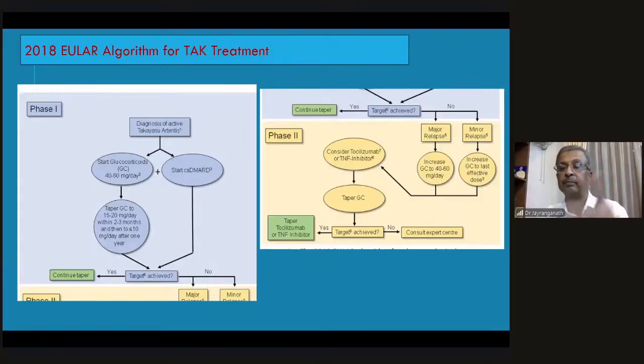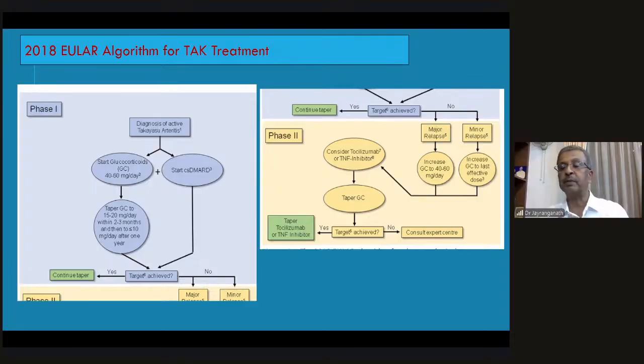If there are no major or minor relapses, increase the dosage. If nothing is happening, then consider the biologicals like tacrolimus and taper GC. If there is a response, then taper the GC, and if the target is achieved, taper the TNF inhibitor, TCZ. Otherwise, you consider the expert.